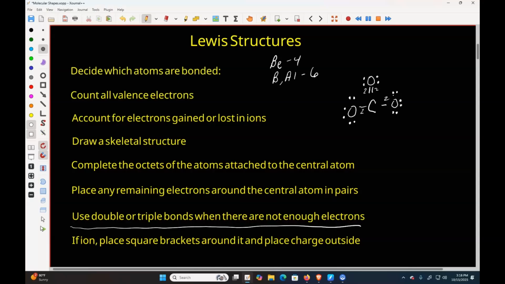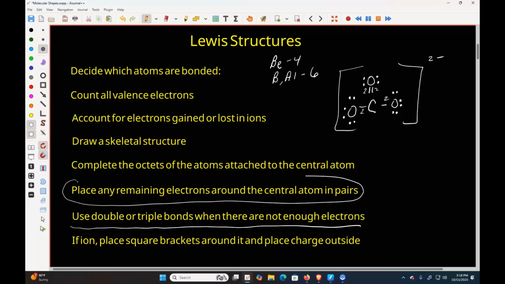If it's an ion, place square brackets around it and put our charge on the outside. Okay, there are some instances where I have too many electrons and I have nowhere to put them. So we'll use this rule when that occurs. Any remaining electrons, we'll place them around the central atom in pairs. We want to put these in such a way as they are as far away from everything else as possible because these electron pairs are very repulsive.